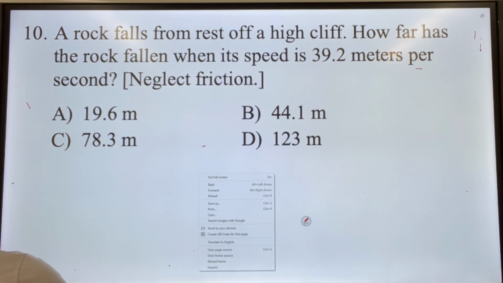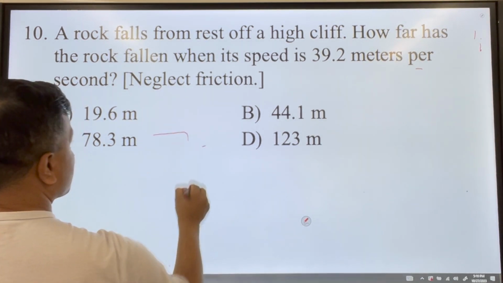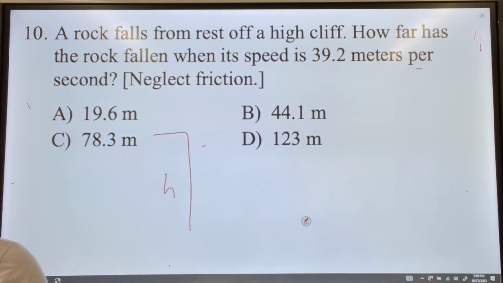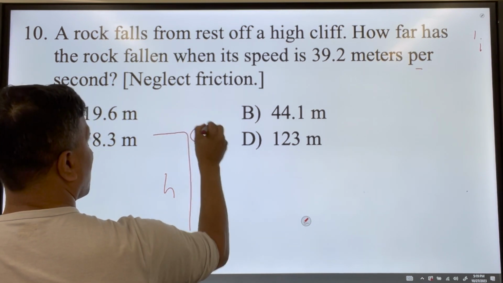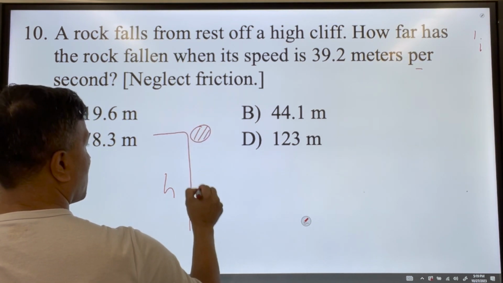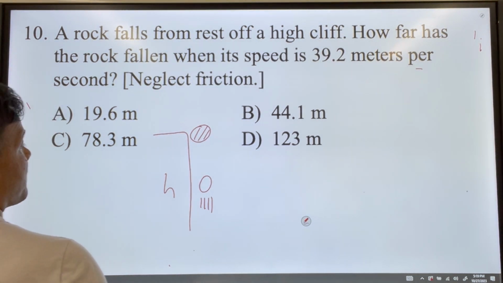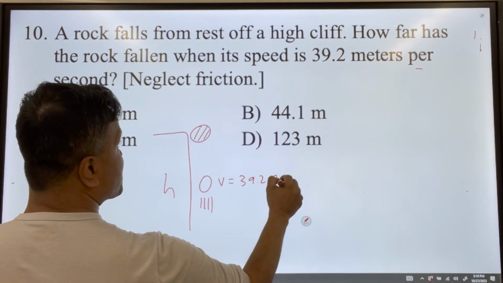A rock falls from the rest of a high cliff. Let's draw the cliff. This is the cliff, and the height is h. How far has the rock fallen when its speed is 39.2 meters per second? You have a rock, it is falling now. Right here the rock's velocity is 39.2 meters per second.